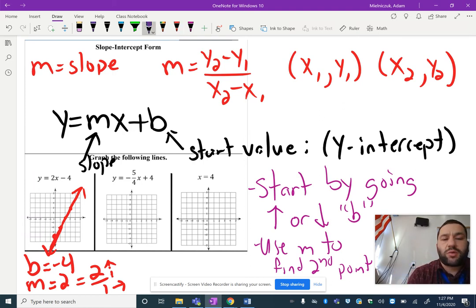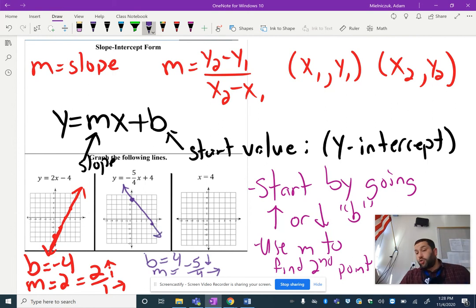Let's take a look at our second one. In our second one, we're going to start at positive 4. Our slope tells us to go down 5, to the right 4. It's down because the 5 was negative. So we're going to go down 5: 1, 2, 3, 4, 5, over 4: 1, 2, 3, and 4. In this situation, we could only fit 2 points in.